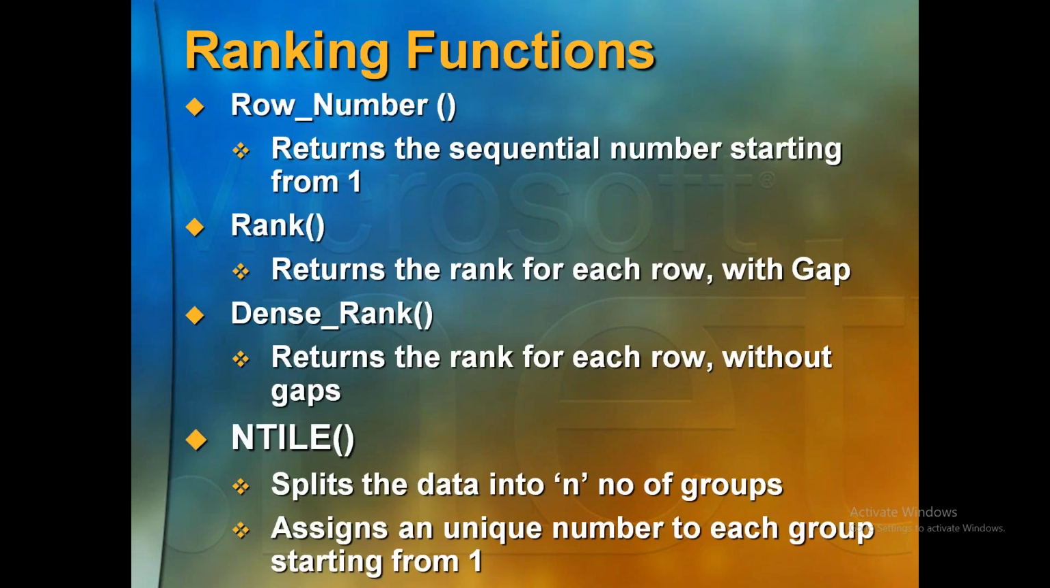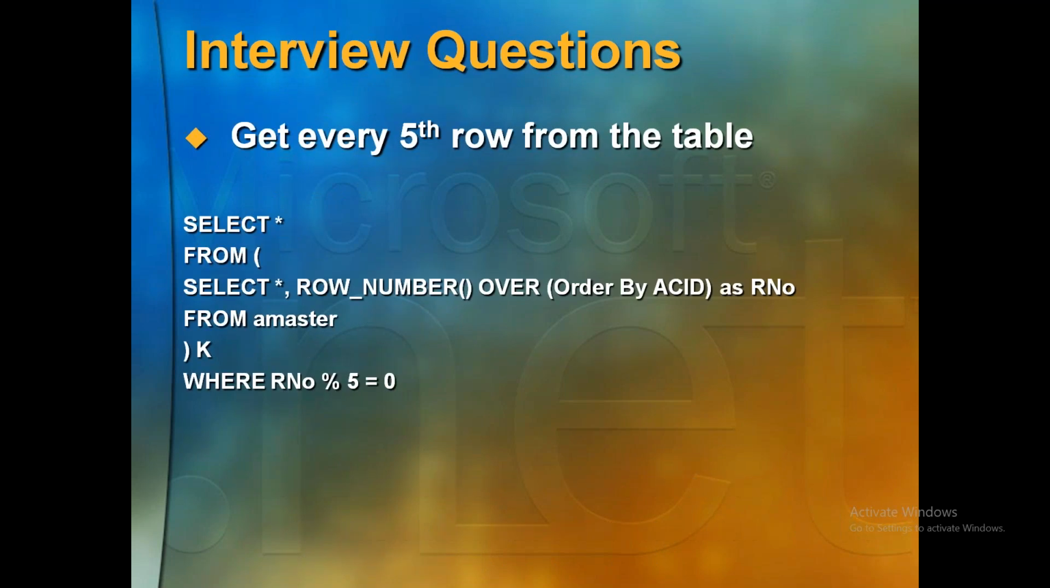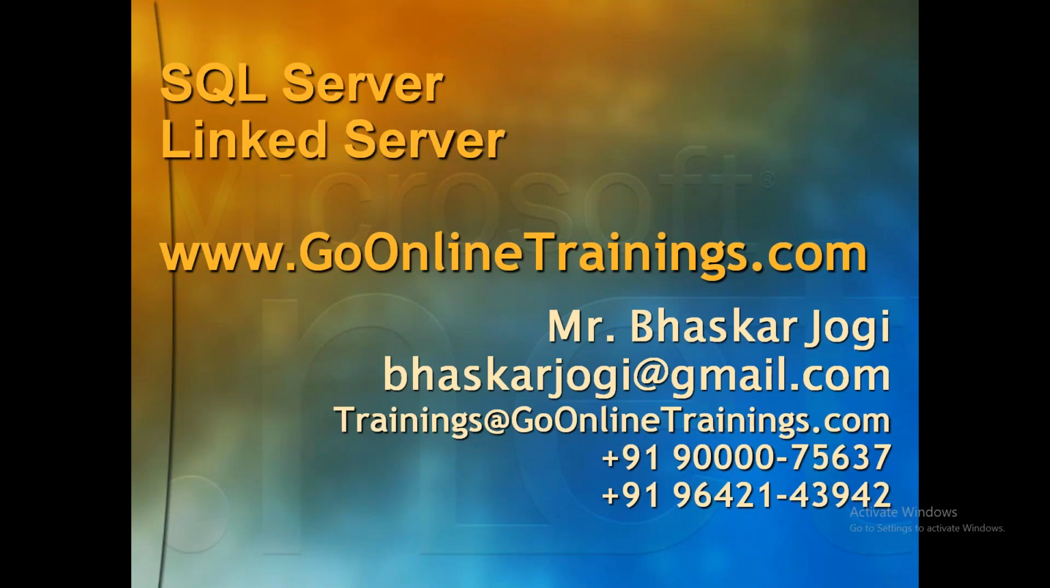So there is row number, which returns a sequential number starting from 1. Rank returns the rank for each row with gaps. Dense rank returns the rank for each row without gaps. And ntile splits the data into n number of groups and assigns a unique number to each group starting from 1. Okay, so let us understand one by one.